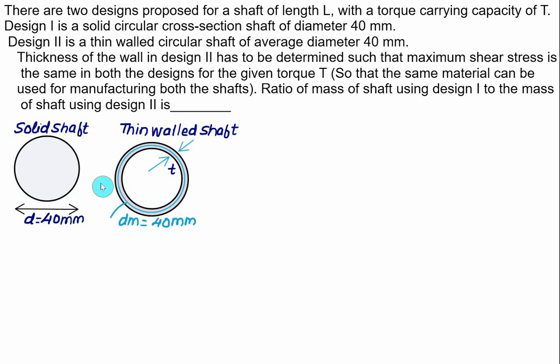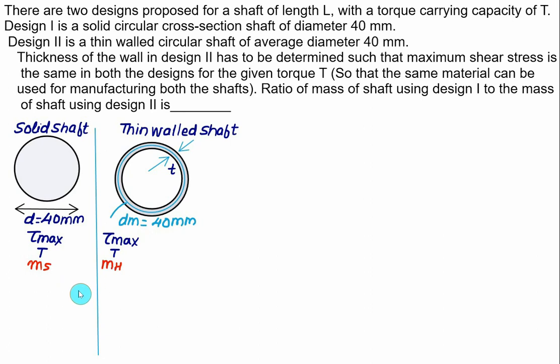The condition is that for the solid shaft and the thin hollow shaft the shear stress remains the same. So both these shafts have the same value of maximum shear, and both shafts also have the same value of the torque. The mass of the solid shaft will be represented as ms and the mass of the hollow shaft will be represented as mh. We need to find out ms by mh.